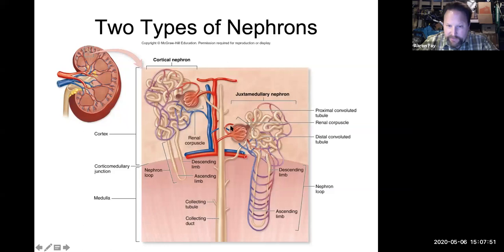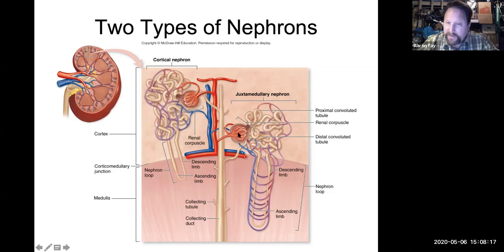Okay, so this whole structure here is the renal corpuscle. The renal corpuscle is made up of the renal capsule and the glomerulus inside of it. Connected to the renal corpuscle, we have proximal convoluted tubule, right? Where convoluted just means it's like a tied up mess. It's hard to figure out what's going on in here.